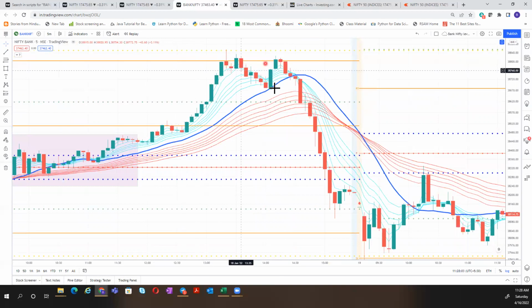After going so high, it took support on the 20-day moving average. Next candle came and broke this jumbo candle, right? This jumbo candle is below the 20-day. You know, all these green moving averages have converged once, converged twice. Instead of bouncing up, it's going down.